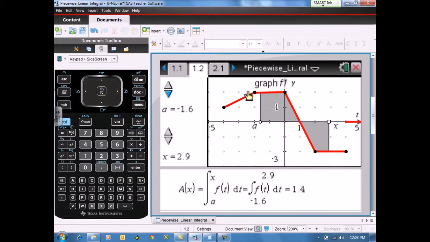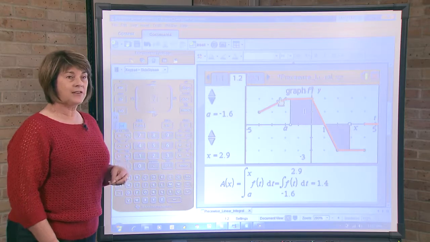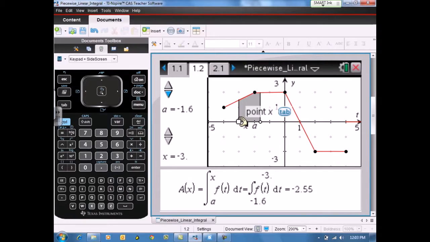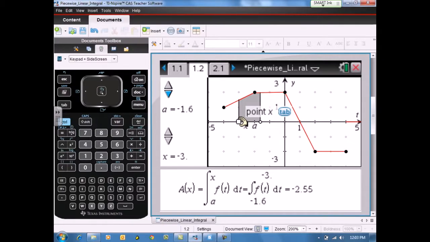It doesn't take students very long to ask a what-if question, such as, what if the value of x is less than the value of a? So I ask a student to demonstrate this. And then you have the opportunity to ask some questions about, well, why is the value of the definite integral negative when we actually have an area that is above the x-axis? And it leads to some wonderful communication among the students who are working in groups in order to talk about what has actually happened.